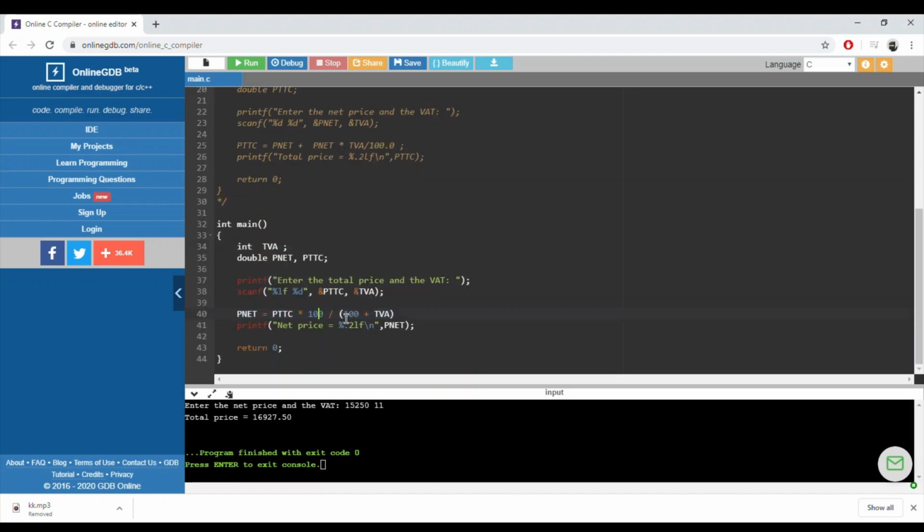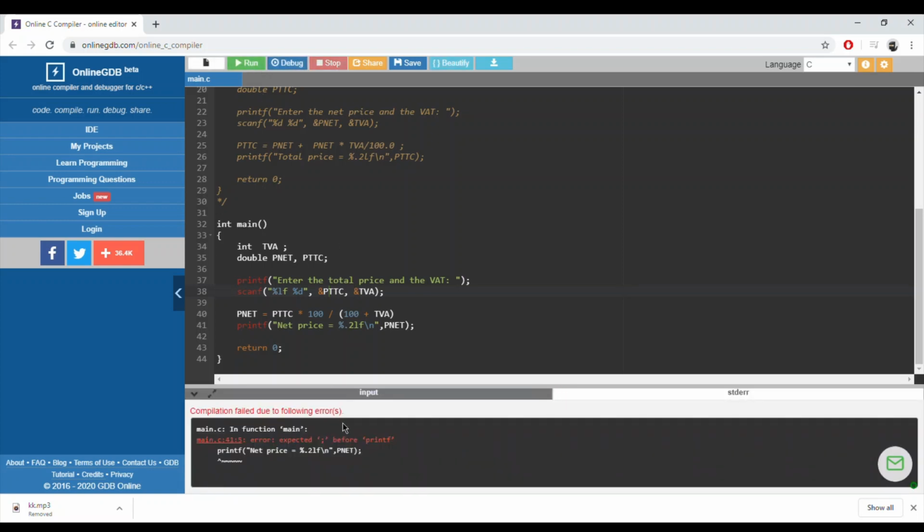So let's check again if it's correct or not. Here the VAT is an integer and 100 is an integer, however the PPTC is a double. Since one of the operands here is a double, a double over an integer is a double, and pnet is a double, so in principle we don't have any problem. So let's copy this value and then use the same in order to get the 15,250.